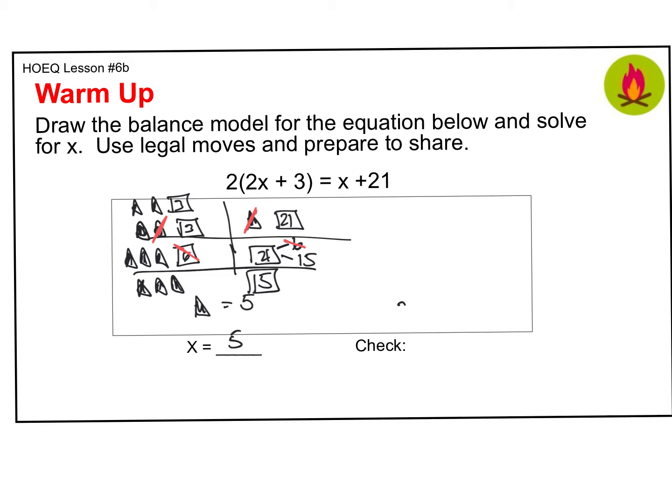Doing our check, 2 times the quantity of 2 times x plus 3 is equal to x plus 21. So as we're going through this, I did my 2 times 5 first, and now I'm going to do my 10 plus 3, which is 13. And then finally 2 times 13 is 26. So our check looks good.